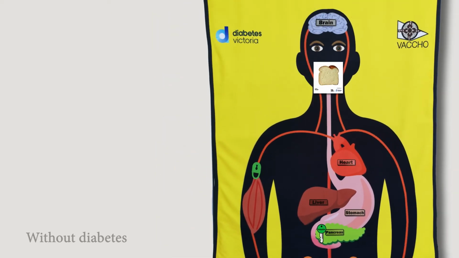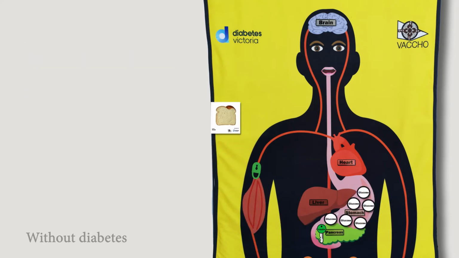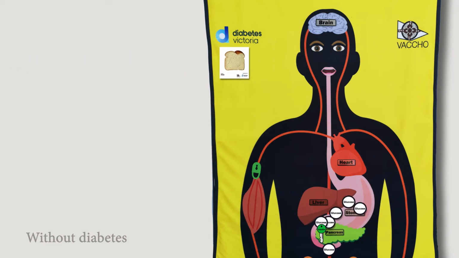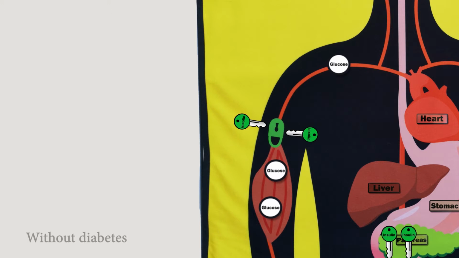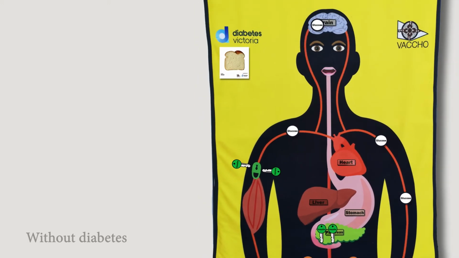After eating carbohydrates, the blood glucose level rises. The pancreas senses this and releases more insulin into the bloodstream. Use the insulin keys to show how insulin travels along the bloodstream to the muscle. Insulin acts like a key, undoing the lock on the muscle to help glucose enter the muscle for energy. This lowers the blood glucose level.